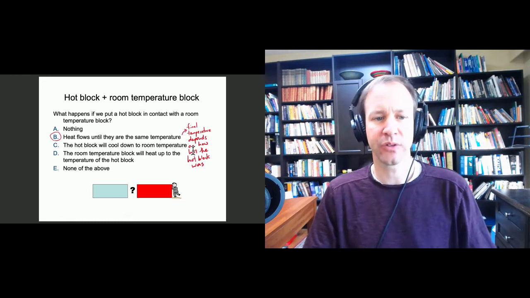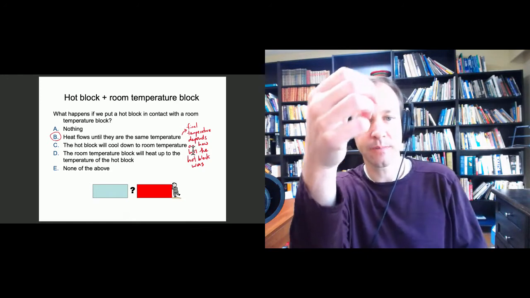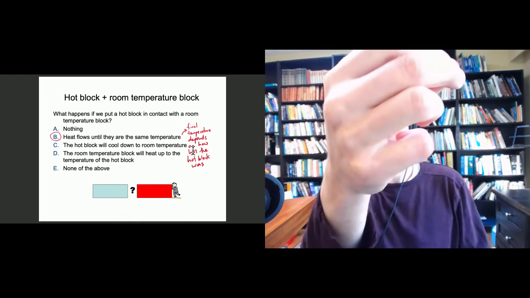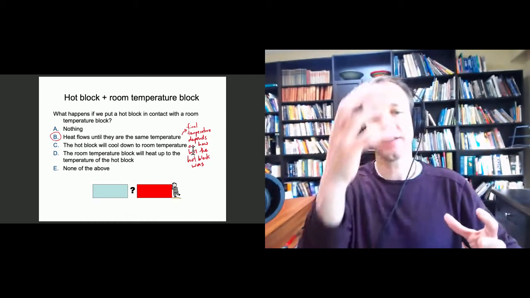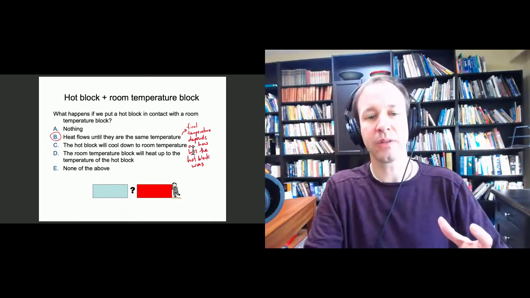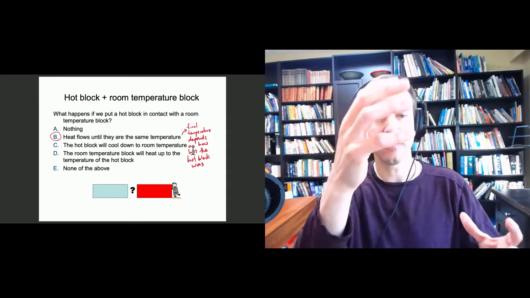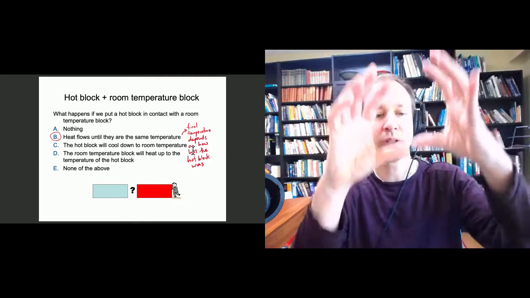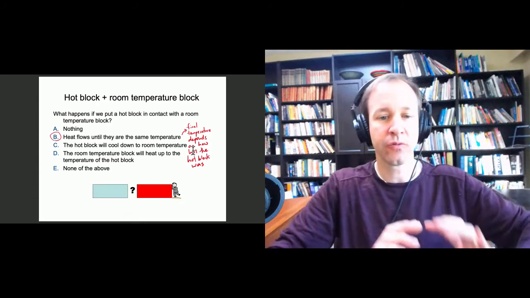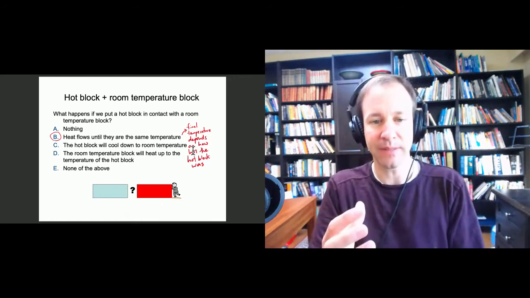Okay, so I think this one is pretty obvious: there is going to be some heat flow from the hot block to the colder block. And as long as that one block is hotter than the other block, there's going to continue to be heat flow from the hotter block to the cooler block. And so heat will flow, the hot block will cool down, the room temperature block will warm up, and eventually they'll be at the same temperature.